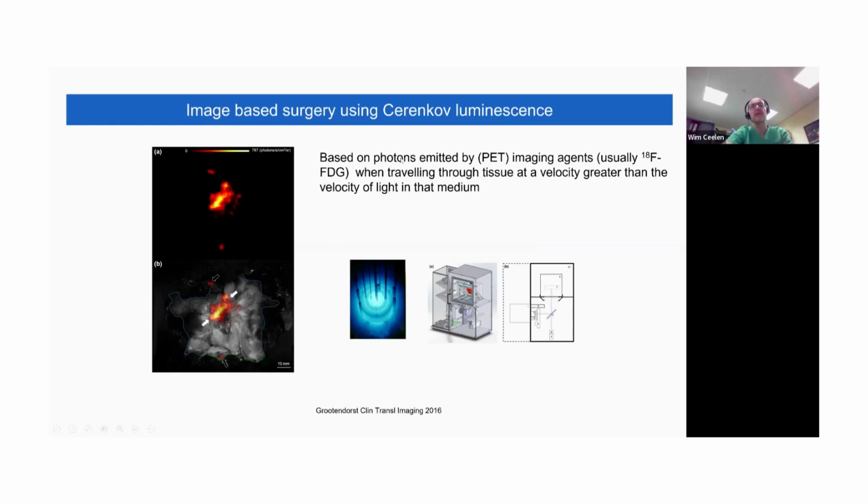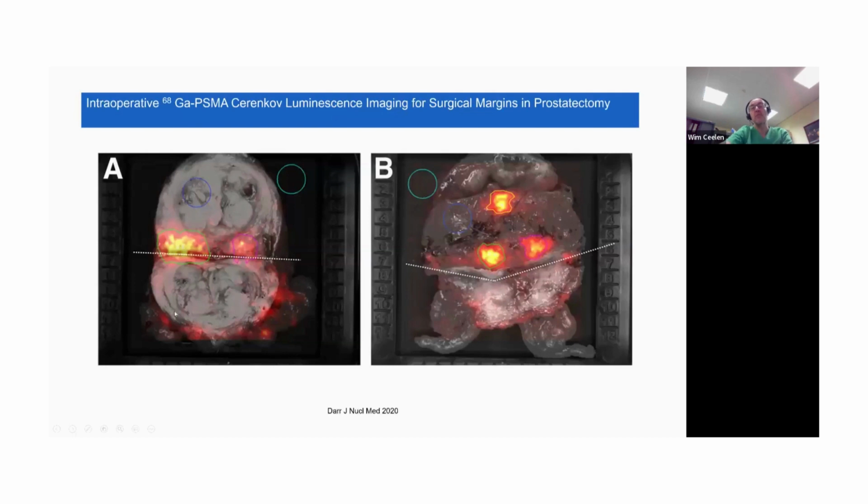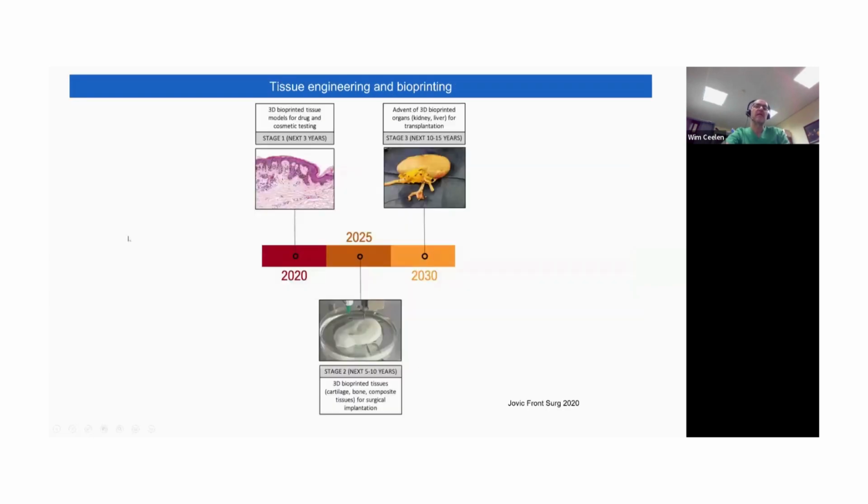You see it there when photons travel through the tissue at a velocity greater than the speed of light in that medium. This is an example from prostate cancer, where the margins are being assessed. And I know that in our hospital, they are using it for breast cancer, imaging the cut margins of the breast cancer specimen. But I think it's quite a promising technique and a nice topic for further investigation.